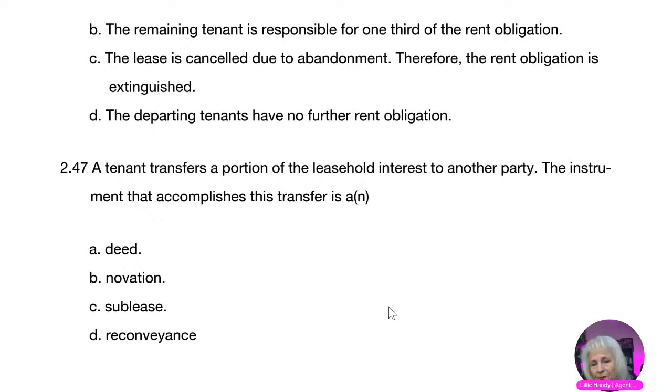47. A tenant transfers a portion of the leasehold interest to another party. What kind of an interest? Leasehold. These are definitions. The instrument that accomplishes this transfer is, so what is an instrument? A, deed. B, novation. C, sublease. Or D, reconveyance. So what is this? A deed, novation, sublease, reconveyance. Vocabulary, vocabulary, vocabulary.